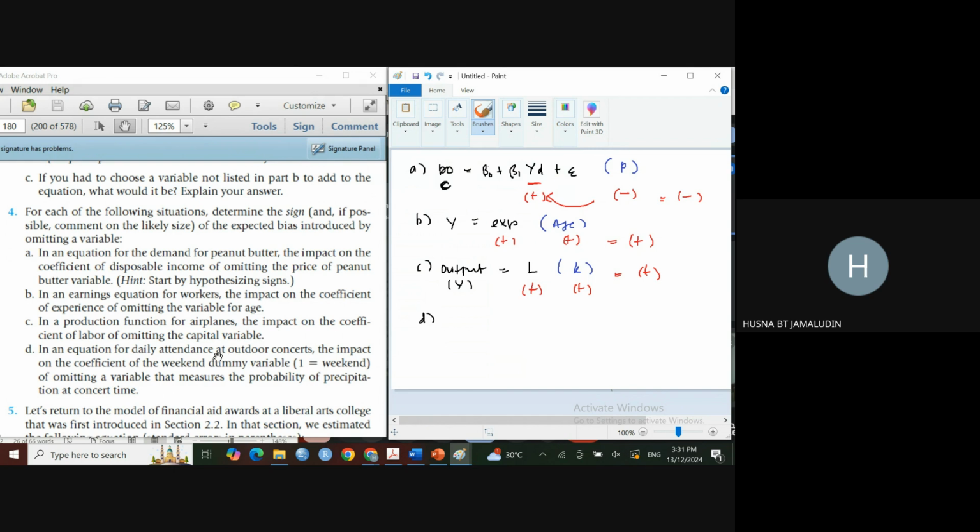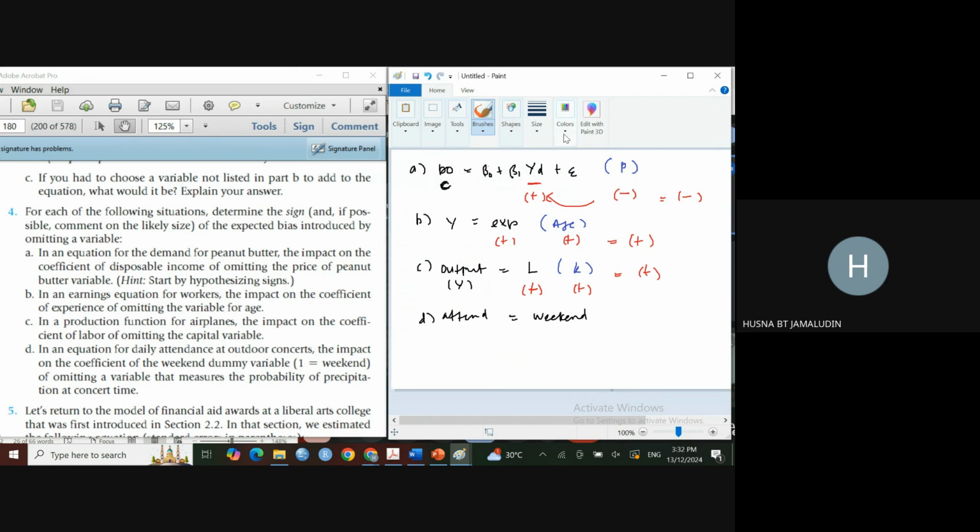Proceed. In an equation for daily attendance, so this is the attendance at an outdoor concert. Like your attendance, whether you want to attend the concert or not, the impact of the coefficient of the weekend dummy. So 1 equals weekend, 0 otherwise. So this is weekend. Okay, what is the omitted variable? Probability of precipitation at the concert time.